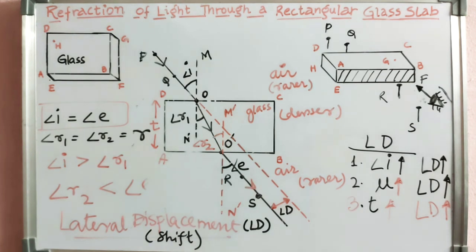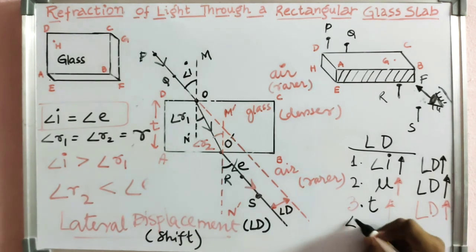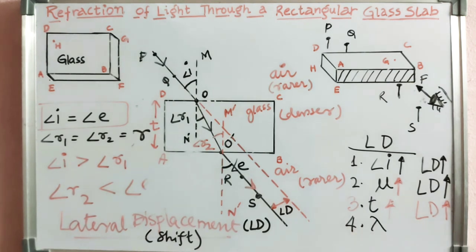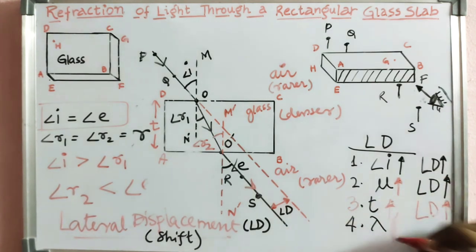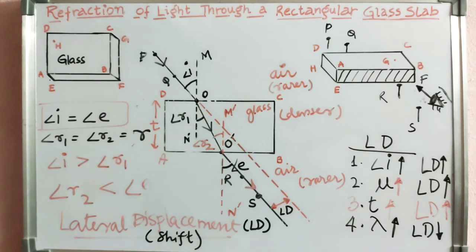The fourth important thing is it depends upon wavelength. If wavelength increases, then lateral displacement will decrease. If wavelength increases, lateral displacement will decrease.